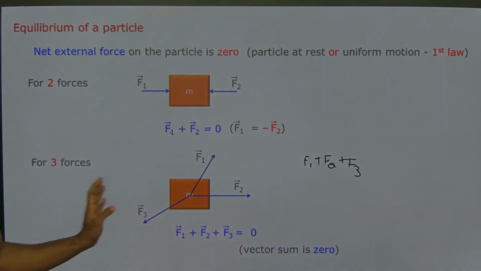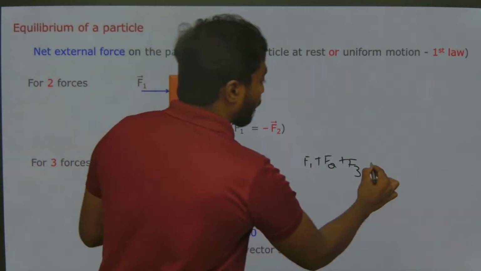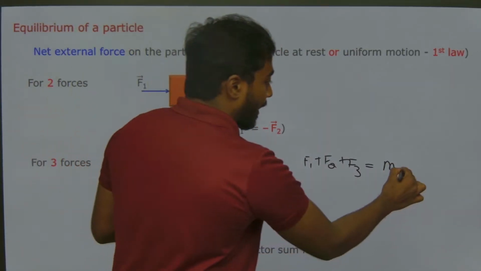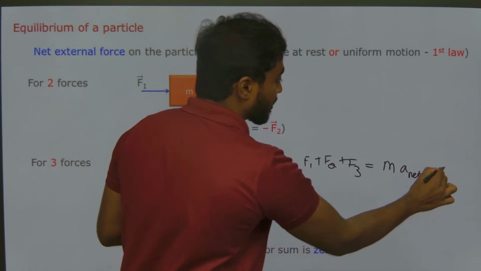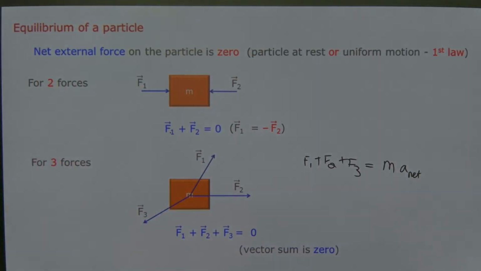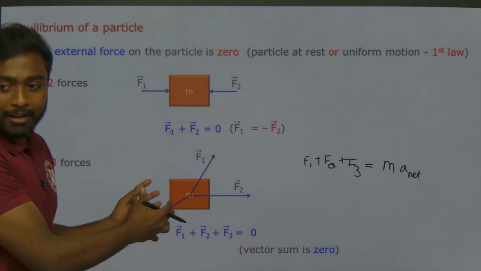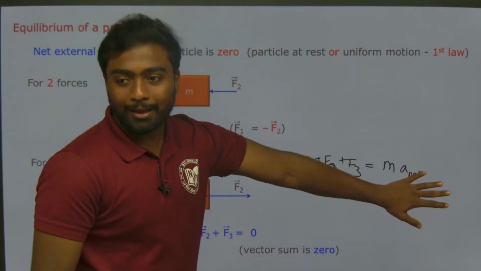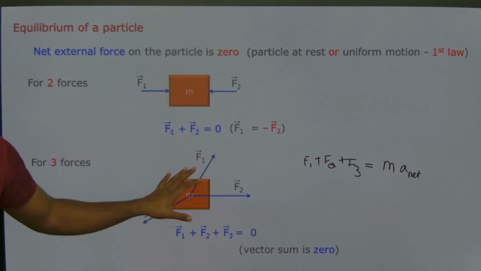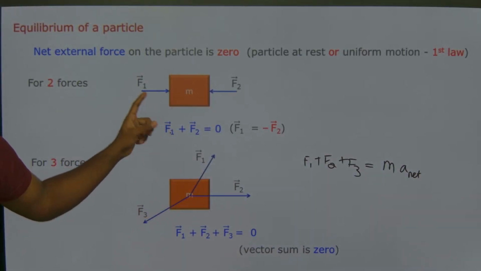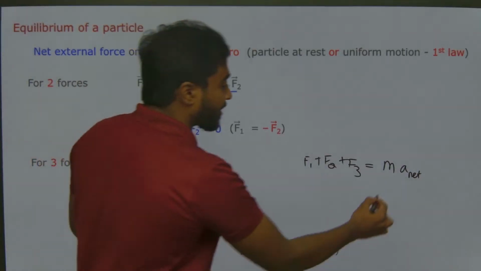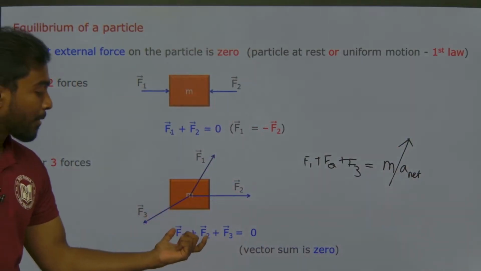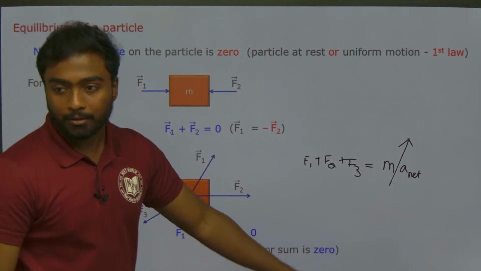If the object is moving, what is the force formula? Mass and net acceleration, right? So the total force I am adding will be equal to mass into acceleration. If the object is not moving, it is at rest, which means acceleration will be 0. Acceleration 0 means the right-hand side will become 0. So the sum of forces will be equal to 0, right?